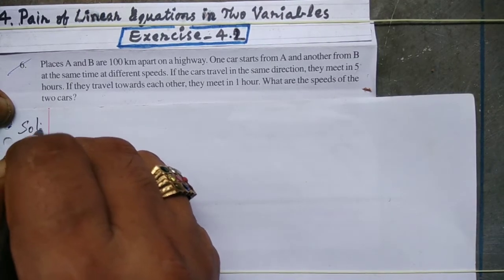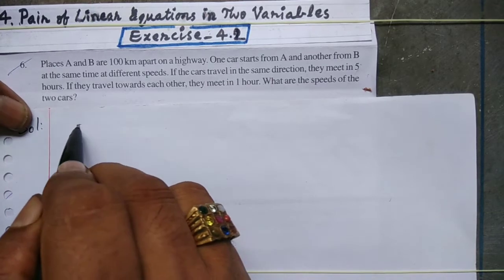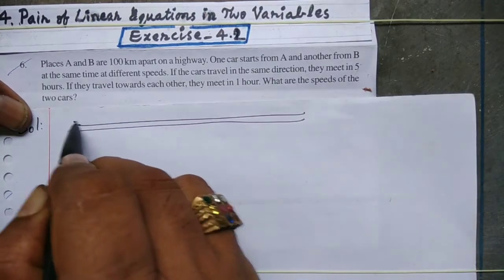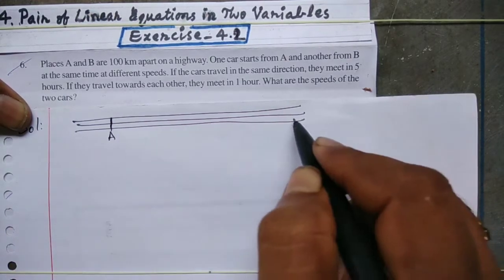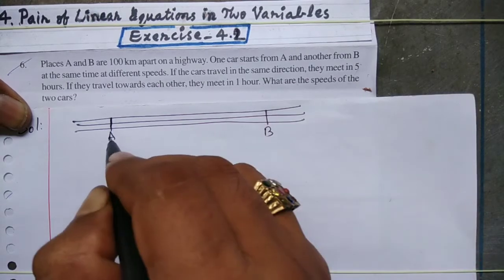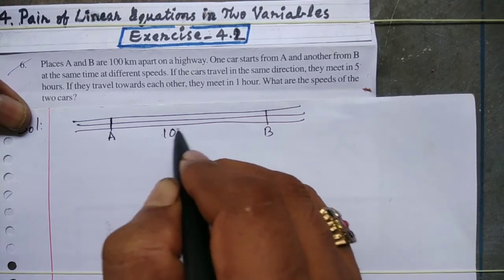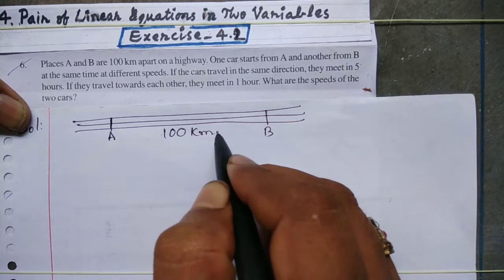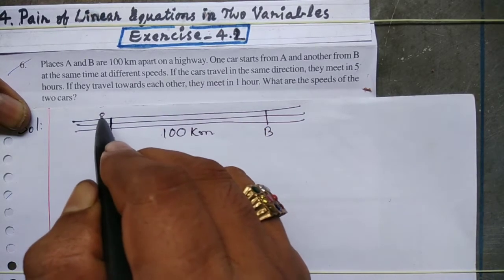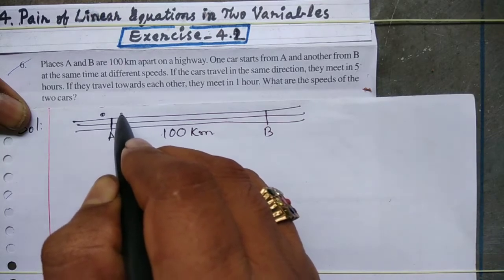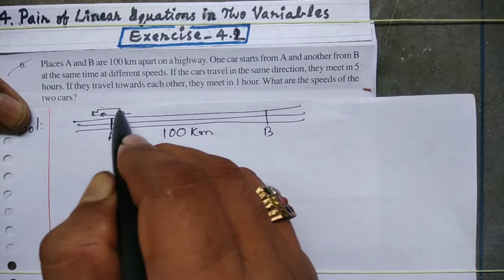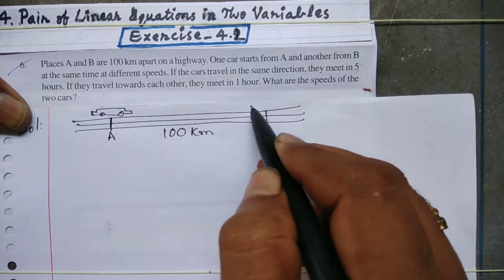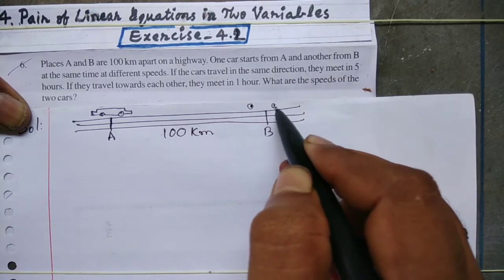Solution. This is the highway. This is place A, place B. Between these two places, 100 kilometers. Here is car A. Here is car B.